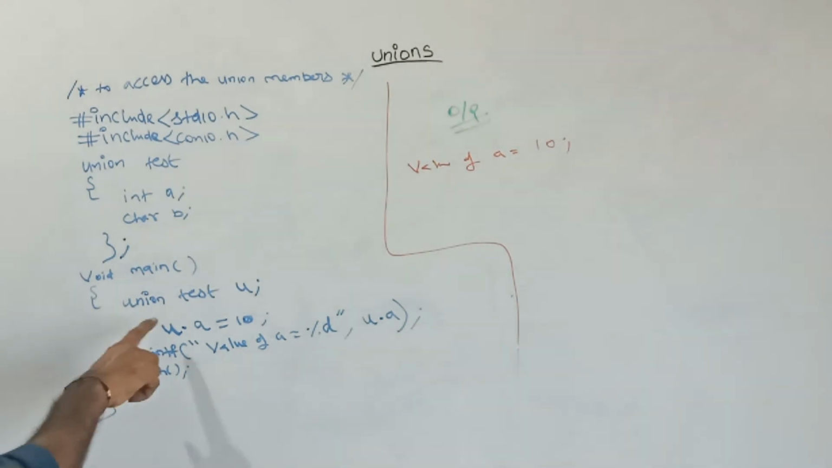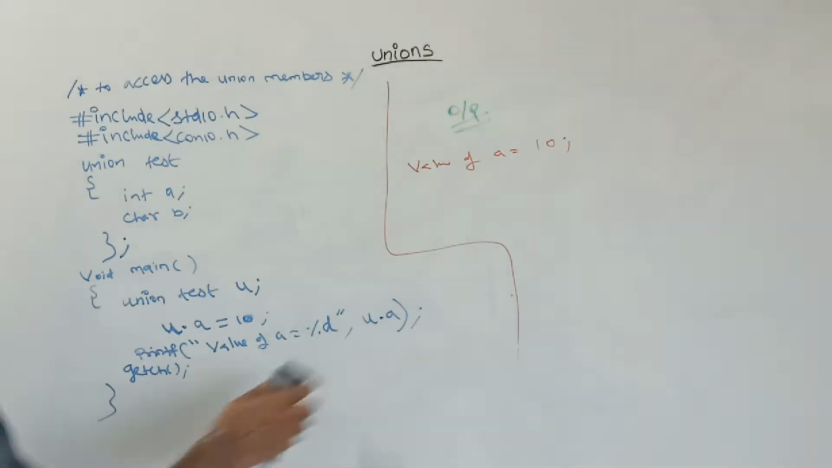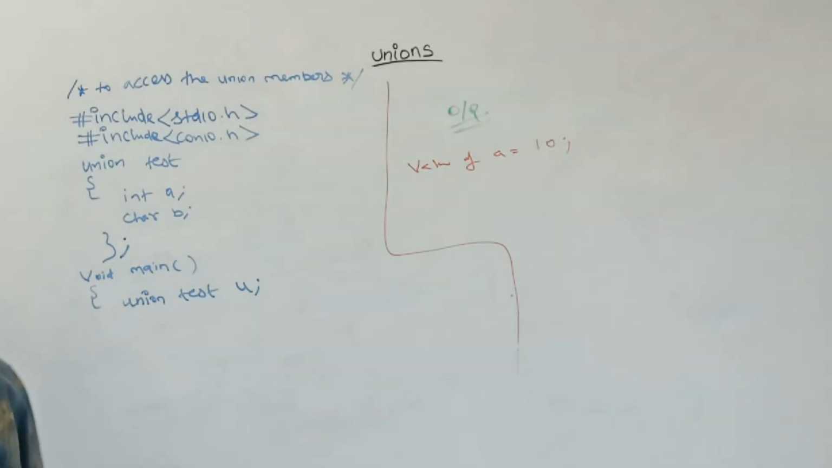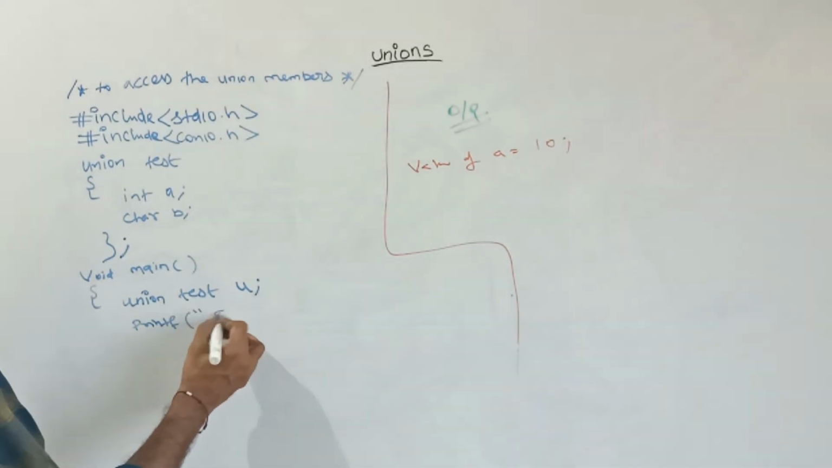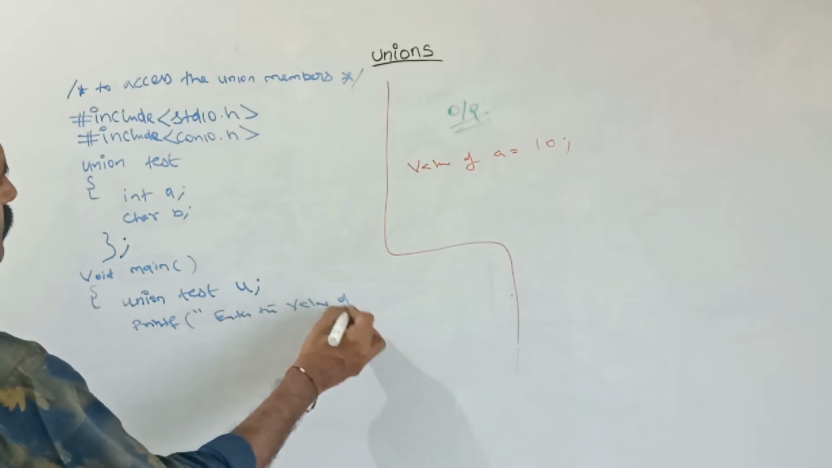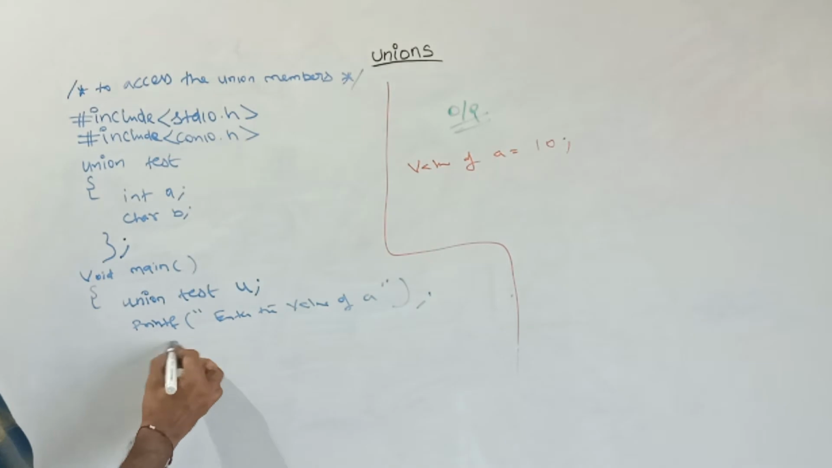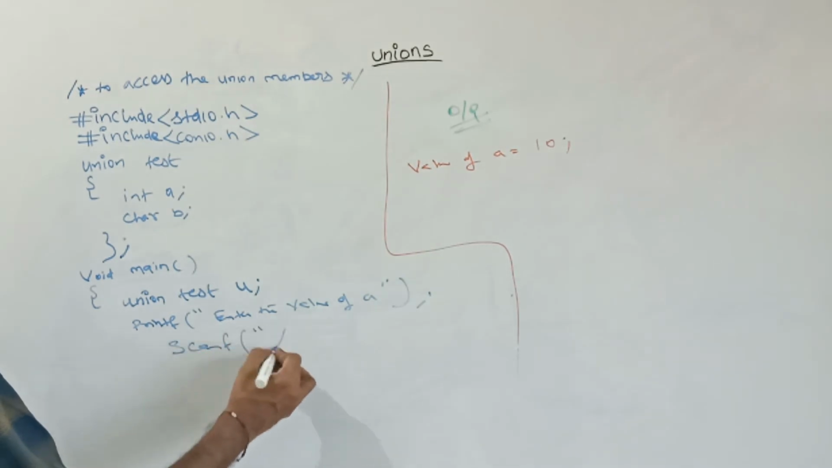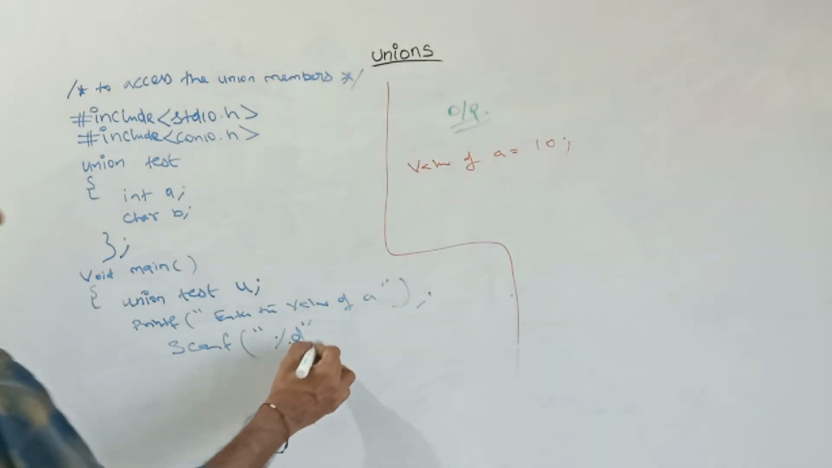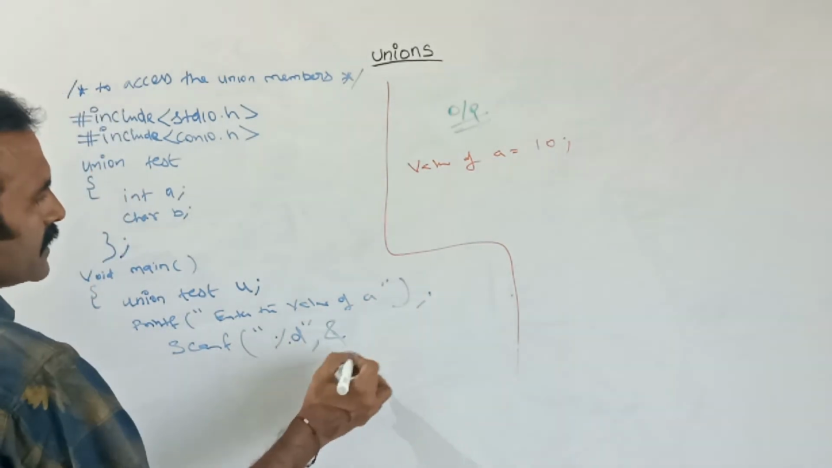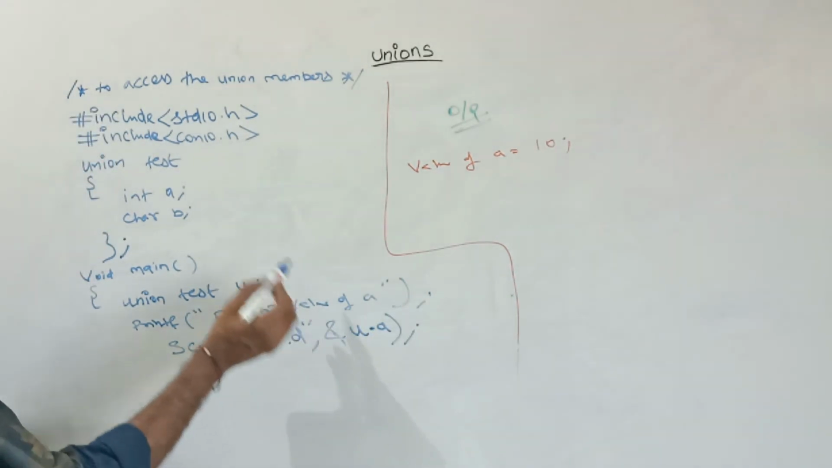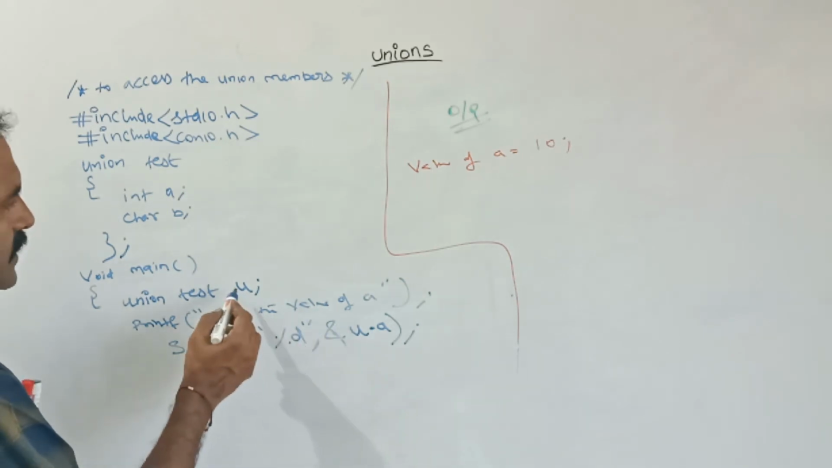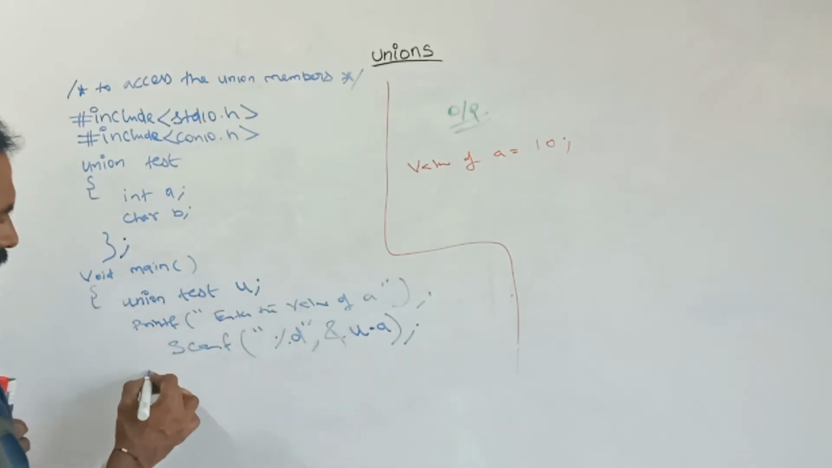This is by using the assignment operator that I am assigning the value for U dot A. We can give the value by using scanf also. Suppose you want to give the value by using the scanf function, we can give it like this. Here printf, enter the value of A. Here by using the scanf function, the data type is integer. Next, ampersand U dot A. For giving the input we access the member by using the union variable U dot A. Next, same here printf.